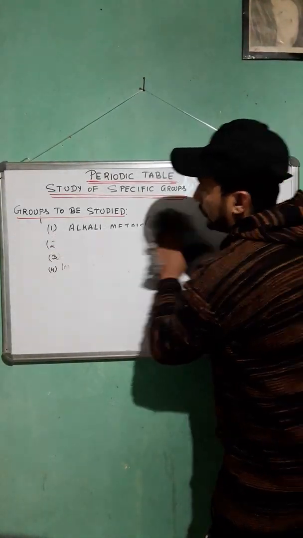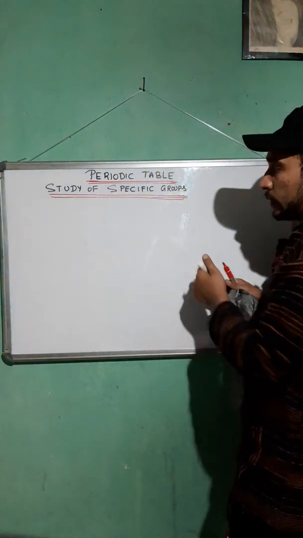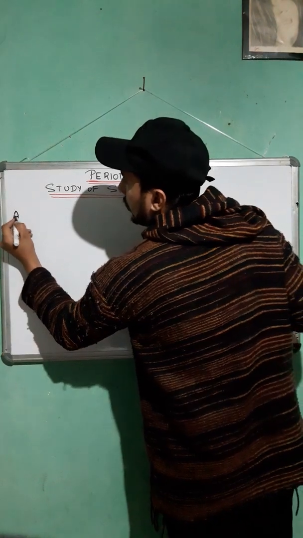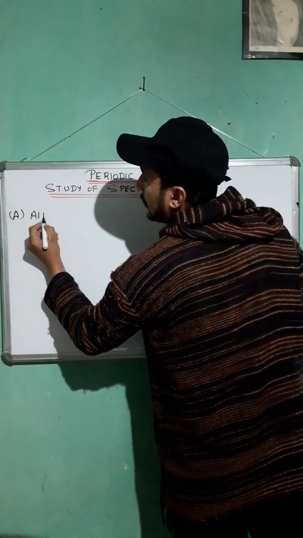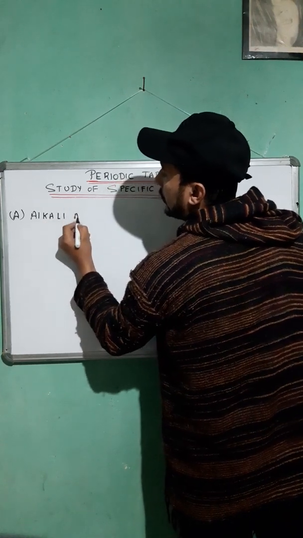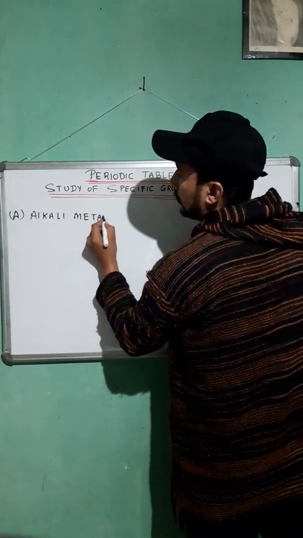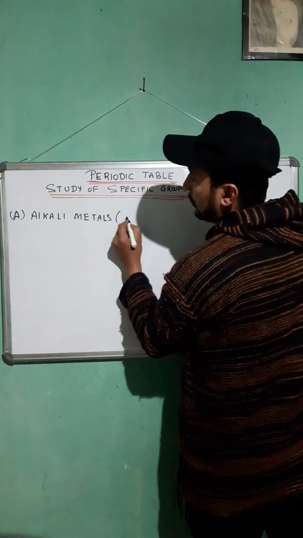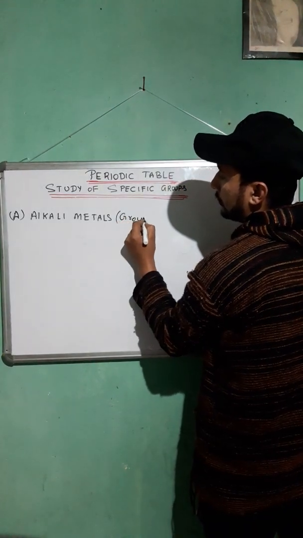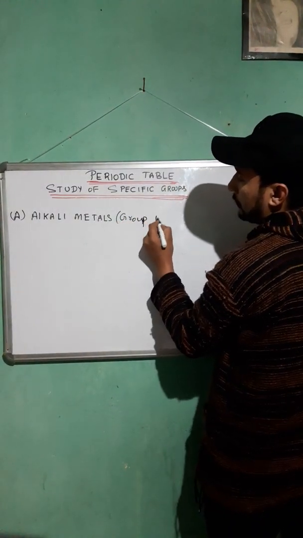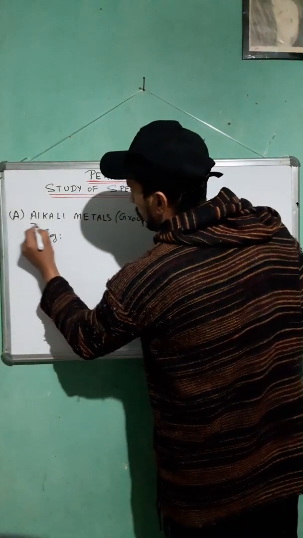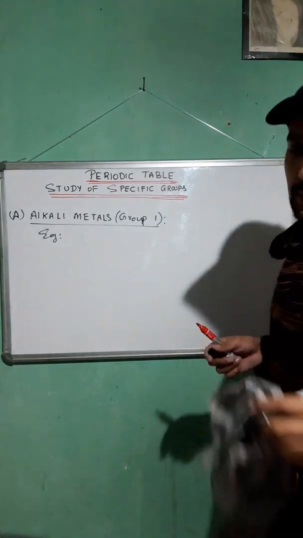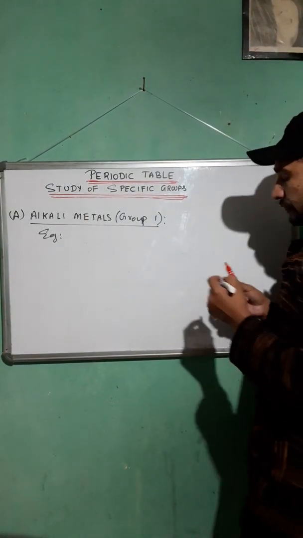Let me erase this. You make a note of this properly. So number A, let's study alkali metals, group 1. Example of alkali metals: first of all, you should know the examples of alkali metals.